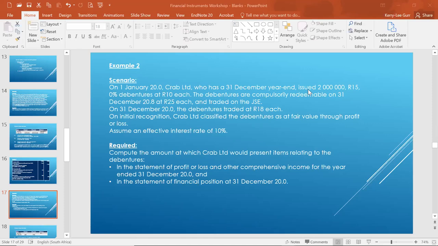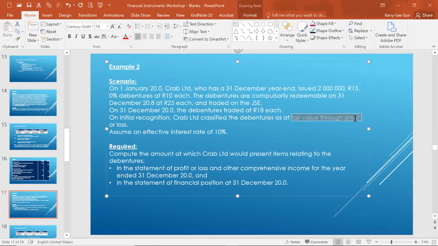Okay, we then said, nice, easy one. They told us in the question, fair value through profit or loss. What they also did as a nice little hint here was that they said it is traded on the JSE. Okay. So that was just a little helpful hint in terms of our classification.